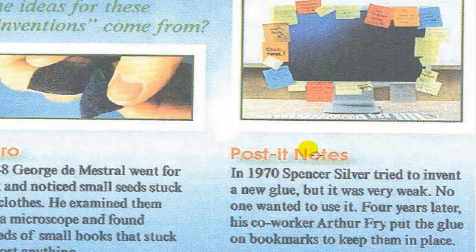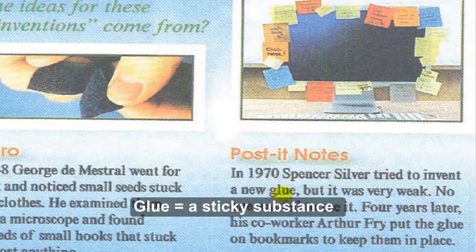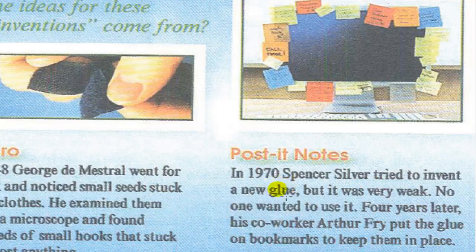Post-it notes. The idea of making post-it notes. In 1970, Spencer Silver tried to invent a new glue, something we use to stick things, but it was very weak. The glue was very weak. No one wanted to use it. Four years later, his co-worker and friend Arthur Fry put the glue on bookmarks to keep them in place. So this is why we have post-it notes.